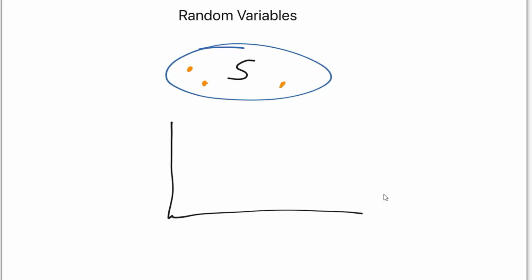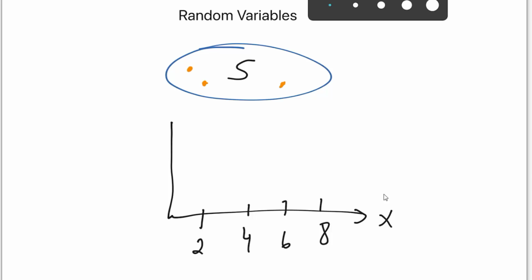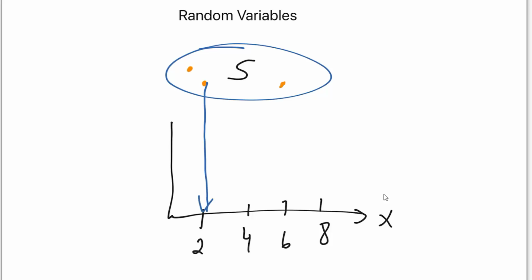We've got our x-axis here, and we have different values here. So maybe we have a 2, 4, 6, 8. And all a random variable is, it's a mapping, or it's creating a connection or an association between an outcome and a numerical value here. Okay? So like that.